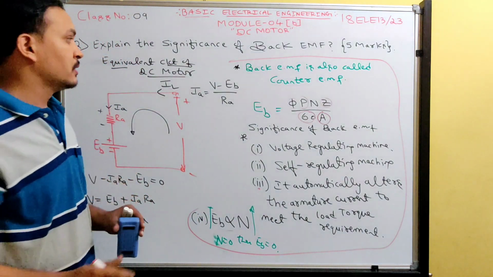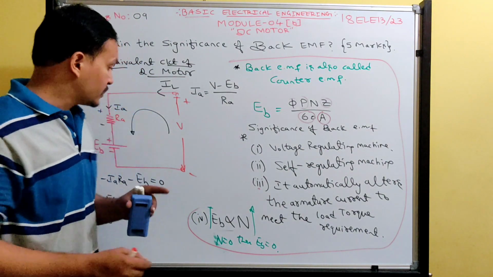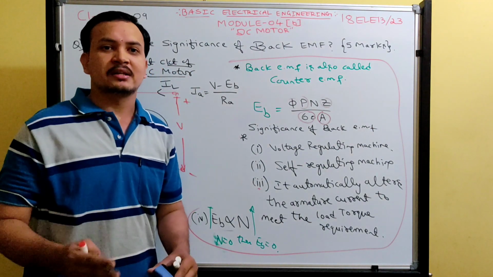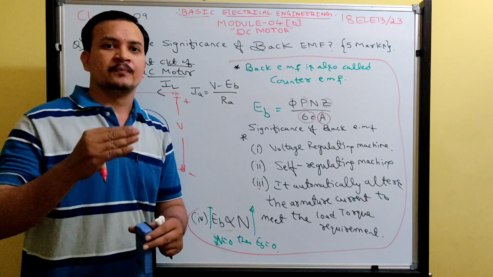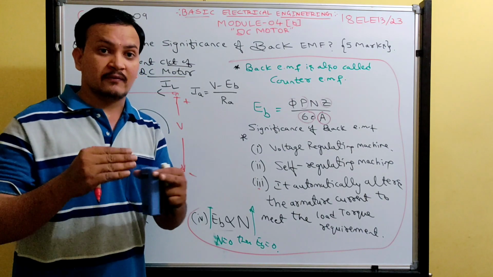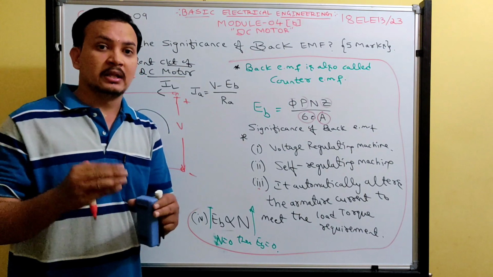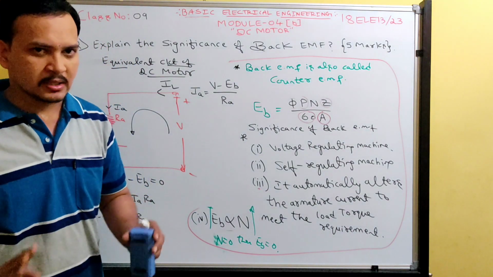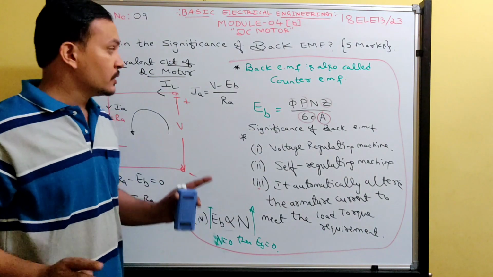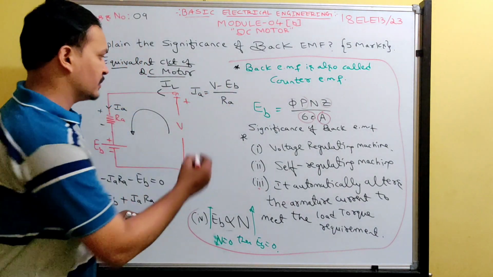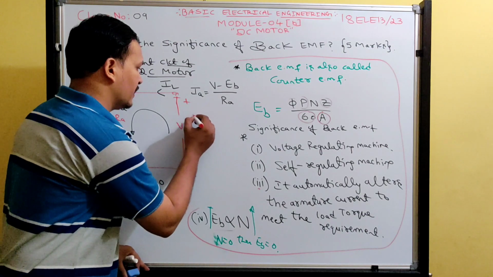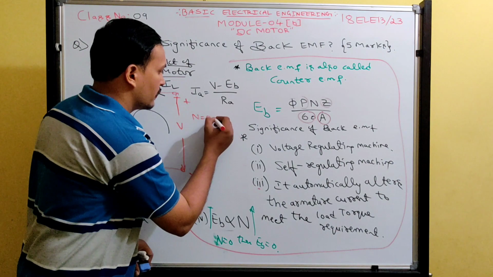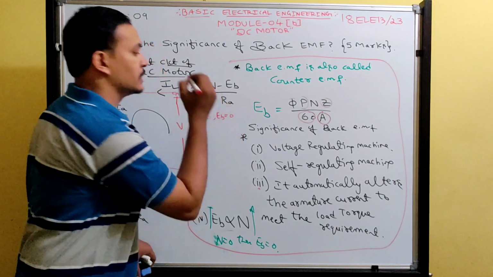Let's analyze at the moment of start. Once you give supply to the brushes, immediately it won't run at a certain speed. The interaction with the magnetic flux will take place, so it takes some time, around 1 or 2 seconds. Immediately it won't run. So at the moment of start, the speed of the armature is 0. If the speed is 0, then back EMF is also 0.